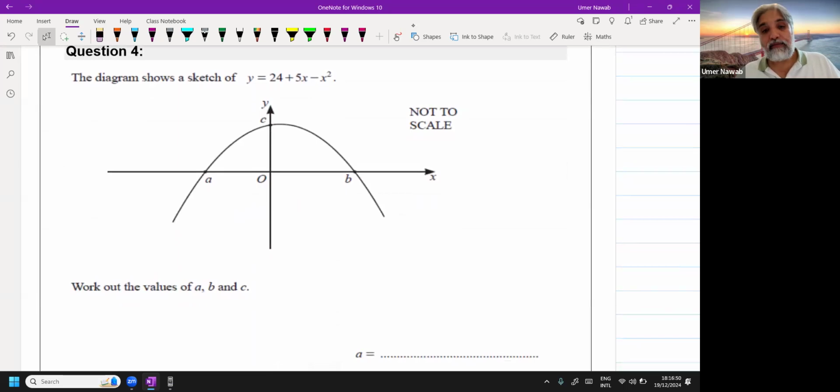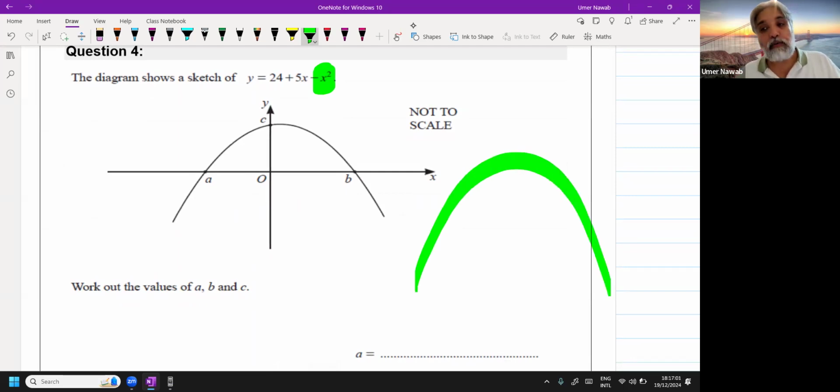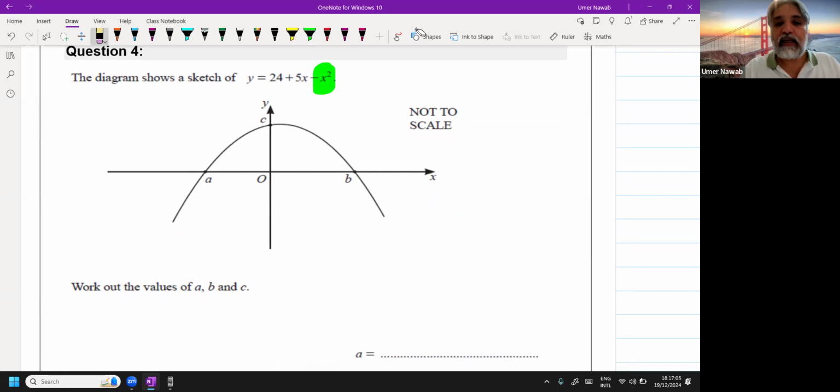Now, if you look at this graph, the graph has already been drawn. How? The shape of the graph: because the coefficient of x squared is negative, definitely the parabola is facing down. But I want to know where it cuts the y-axis. Can I see what is the constant here? 24. This is 24. But this is not the vertex.